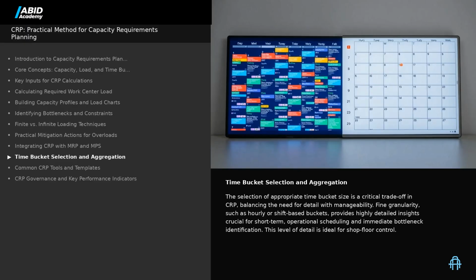Time bucket selection and aggregation. The selection of appropriate time bucket size is a critical trade-off in CRP, balancing the need for detail with manageability. Fine granularity, such as hourly or shift-based buckets, provides highly detailed insights, crucial for short-term operational scheduling and immediate bottleneck identification. This level of detail is ideal for shop floor control.